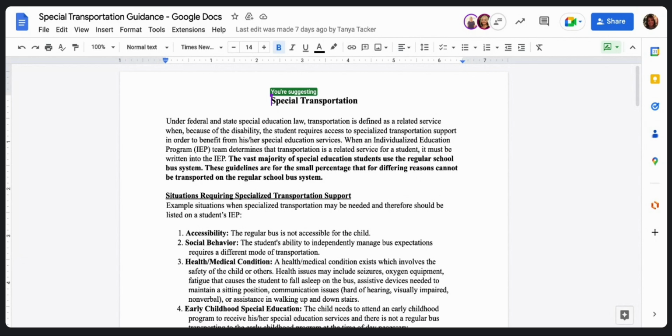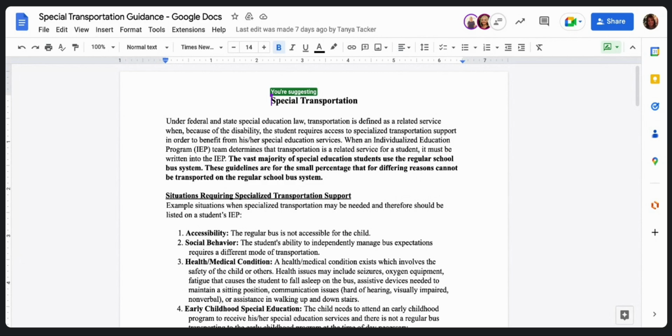We are working on special transportation today, how to identify and fade needs. So instead of a PowerPoint, we are going off of two documents that you will have accessible to you on the Rum River website. The first one, talking about special transportation in general, is where you are going to start by identifying the need.